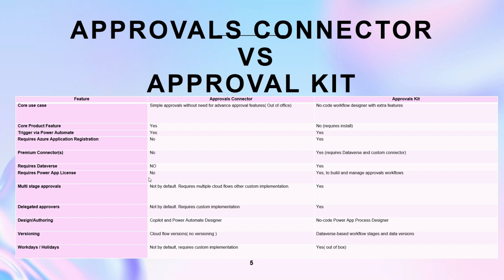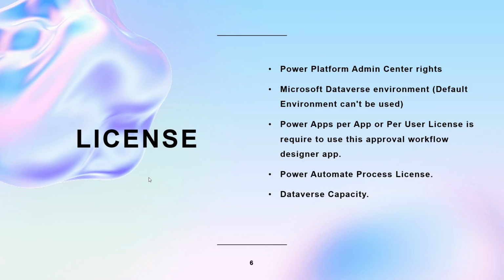So moving to the next slide. In this slide, I will be discussing the licenses that are required for the approval kit. The first thing that is required is the Power Platform Admin Center rights. You should have Power Platform Admin Center rights in case you are implementing this approval kit. The second thing that you need is the Microsoft Dataverse environment, and the default environment can't be used in this scenario.